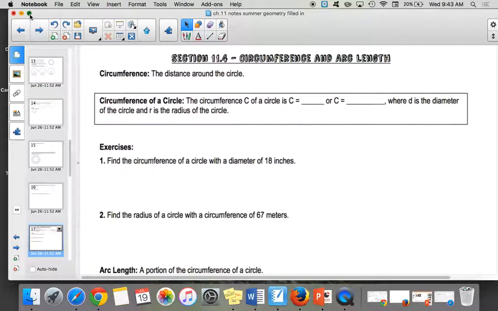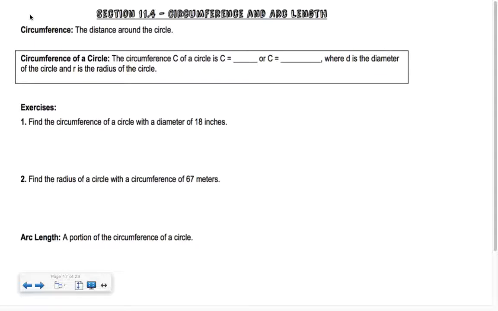4 is on circumference and arc length. So we all know how to find the circumference of a circle. Do you guys remember the formula? That's the key. If you know the formula, you're going to be good in this section. So circumference is what? Pi times diameter, or 2 times pi times r, because 2r is the diameter, right?